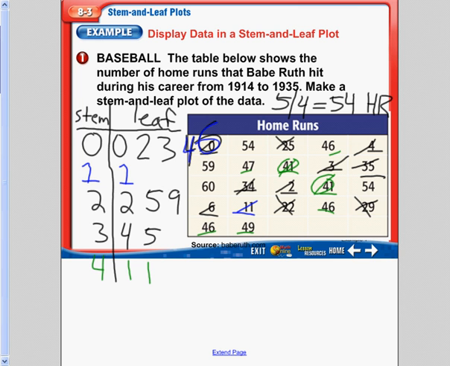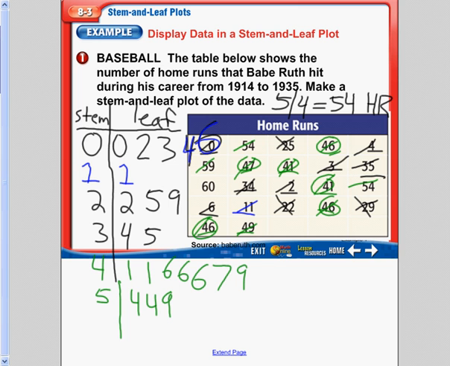My next number is 46, and actually I have 3 of those, so we're going to have 3 leaves of 6. Then 47, so 4|7, and lastly 4|9. Going down one more, we have 54, 54, 59. So we've got two 4s and a 9. And lastly, we have 6|0 for 60. And that's our stem and leaf plot.